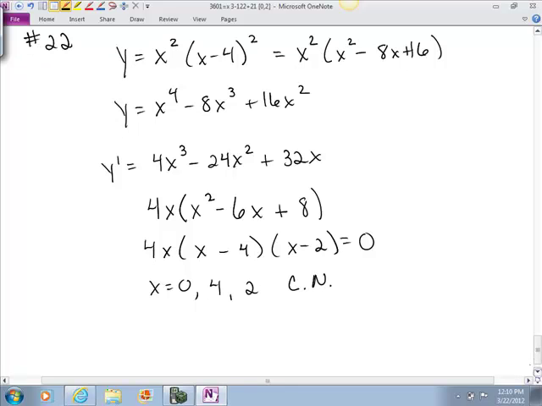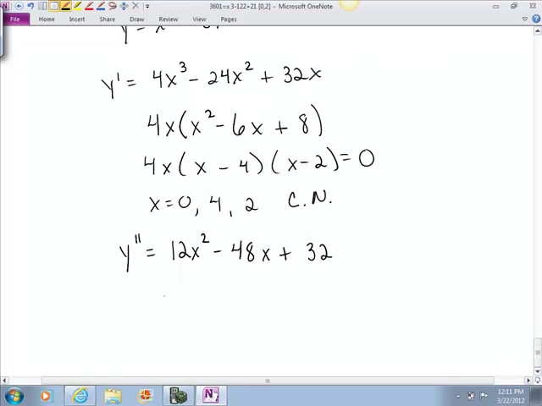Okay, then your second derivative is equal to 12x squared minus 48x plus 32, right? And we can factor 4 out of that, and we get 3x squared minus 12x plus 8. And let's see if that factors.